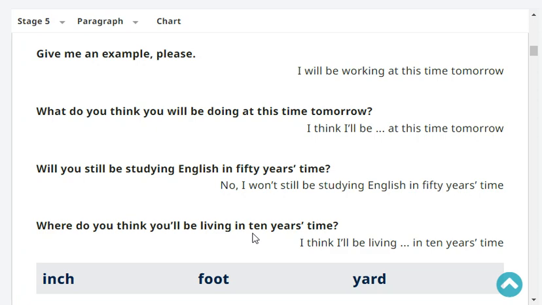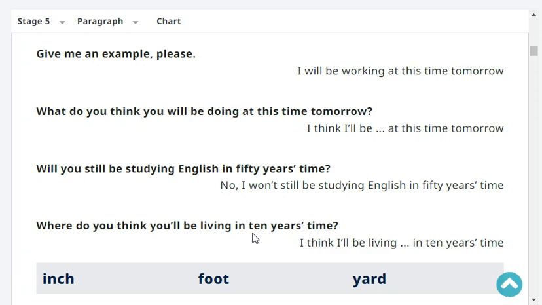I will be working at this time tomorrow. What do you think he will be doing at this time tomorrow? I think I'll be studying English at this time tomorrow. Very good.